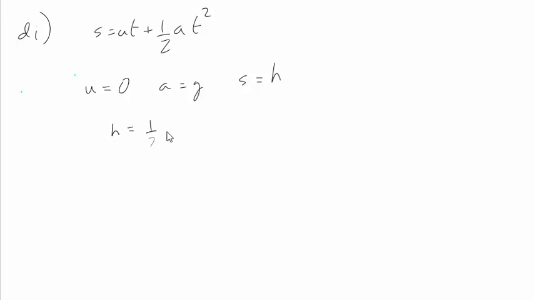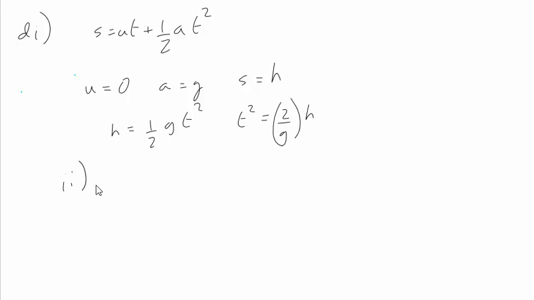In D, part one, we're asked to use the equations of motion for constant acceleration to give the given relationship between t and h. Well, from s is equal to ut plus a half at squared. In this case, the ball starts from rest, so u is 0 meters per second. The acceleration is that due to gravity, g, and the distance s is the height h. So we get that h is equal to a half g t squared, and we can rearrange this to give t squared is equal to 2 over g times h, as required.